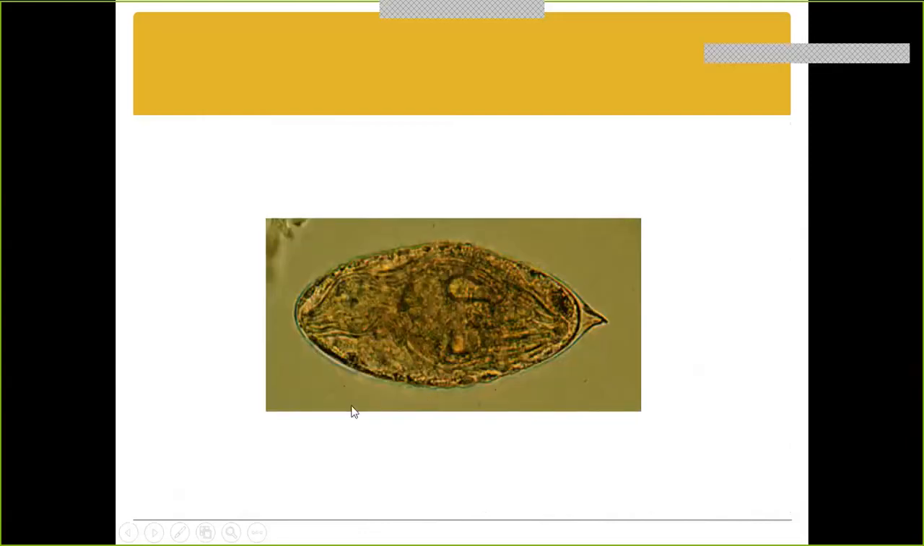Schistosomas. Schistosomas always have a spine. In this case, this is Schistosoma haematobium because it has the terminal or end spine. This can also be found in urine samples.